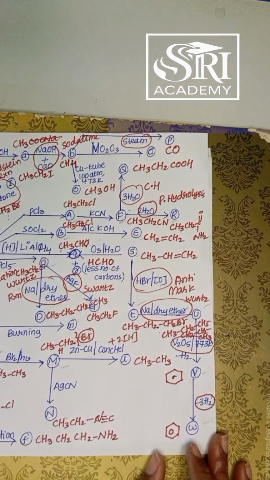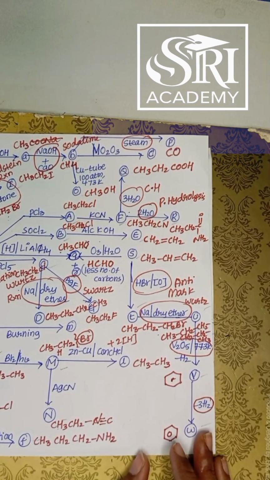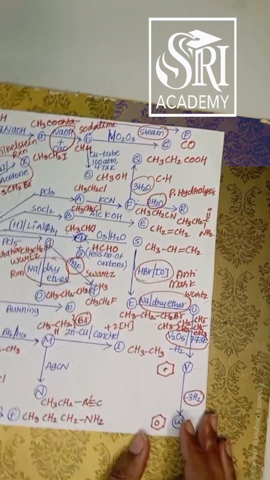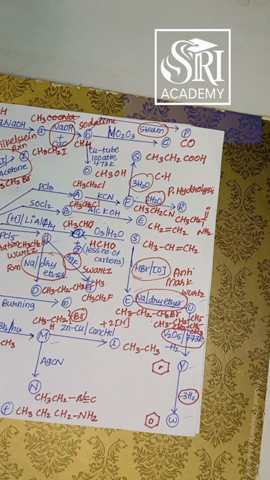These are all the 50 reactions that are accompanied with ethyl alcohol. By learning this, you can cover almost all the first year and second year reactions that are linked with ethyl alcohol.